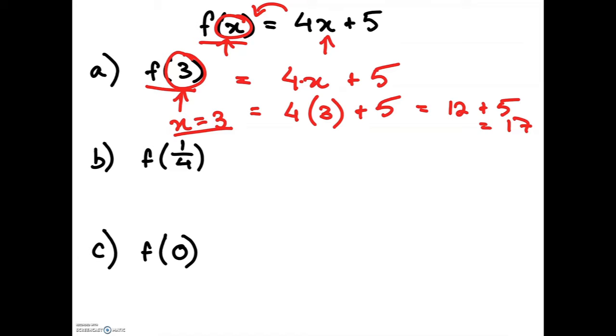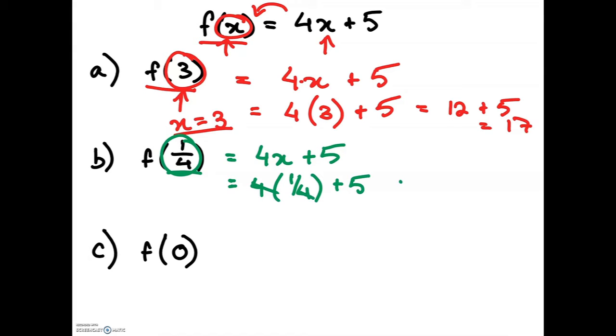So let's work on the second example here. So it's f of 1/4. So let's write our original equation. So f of x equals 4x plus 5. And then let's substitute this value of 1/4 into the equation. Instead of x, we're going to put 1/4. And then we're going to add that 5. And if you simplify this, you're going to get 1 plus 5, which is equal to 6. So 6 is your final answer.